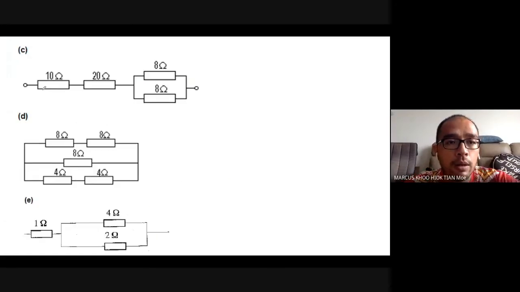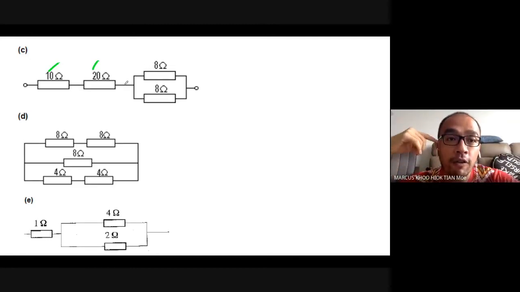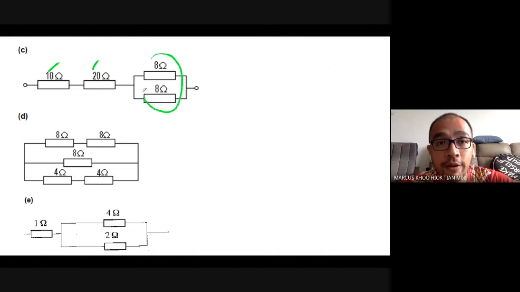All right, now we have a combination. This is 10, this is 20, and then you have 2 in parallel like this. When you see a situation like this, you have to ask yourself, which one is easier to count? Of course, the series one. But since these 8 and 8 are in parallel, you find the R for this first, and that's what we will do first.